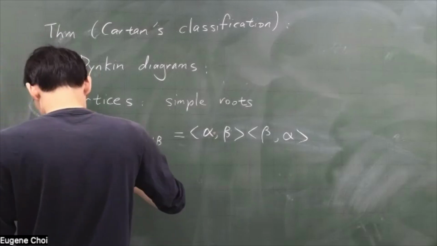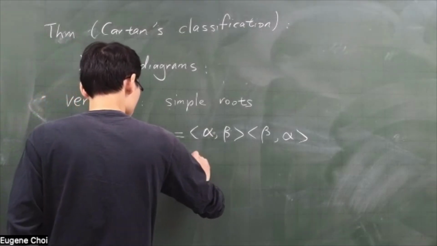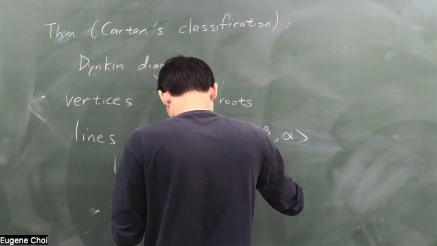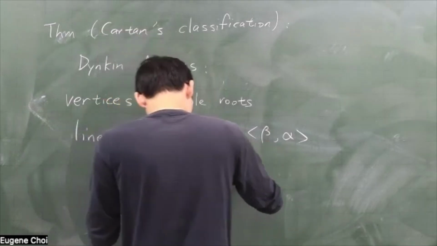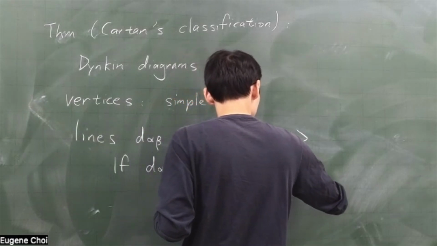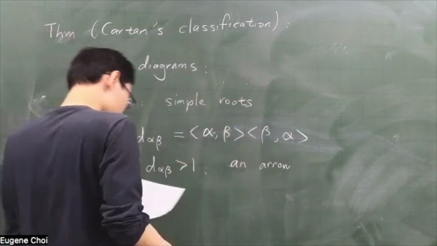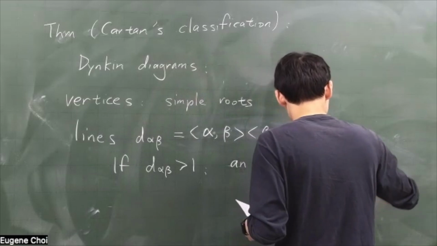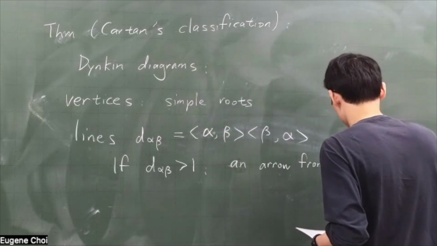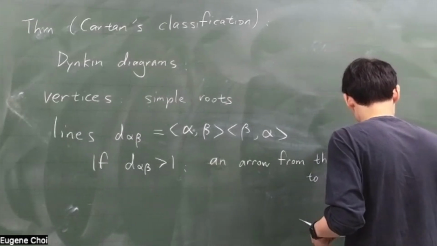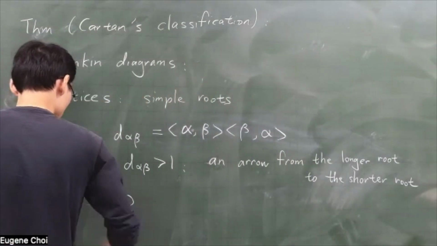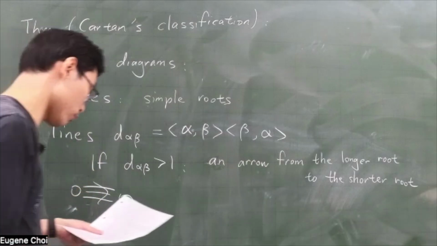And if the alpha beta is greater than 1, this means alpha and beta would have different lengths, and of course they are not orthogonal, namely it's not 0. So we put a direction on these multiple lines. We say this is an arrow from the longer root to the shorter root. So if alpha has larger inner product than beta, we say it's a longer root.